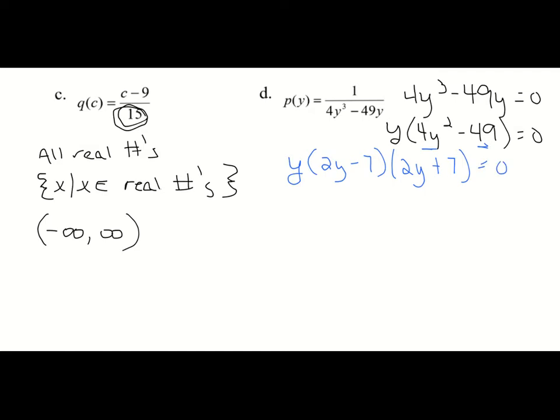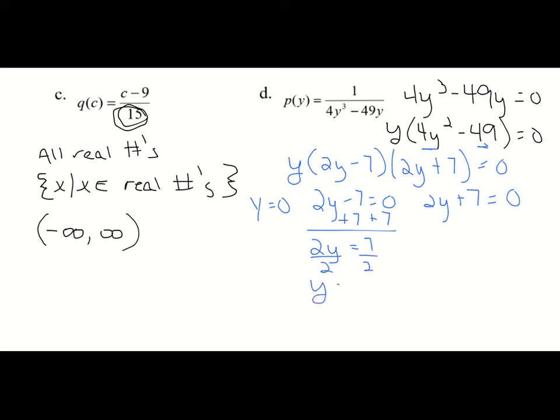Then when we set them all to 0 and solve, we get y equals 0. We have 2y minus 7 equals 0 and 2y plus 7 equals 0. For the first one, I'll add 7 to both sides. We get 2y equals 7. Divide by 2, so y equals 7 halves. For the third one, we'll subtract 7 from both sides, so we have 2y equals negative 7. Divide by 2, so y equals negative 7 halves.